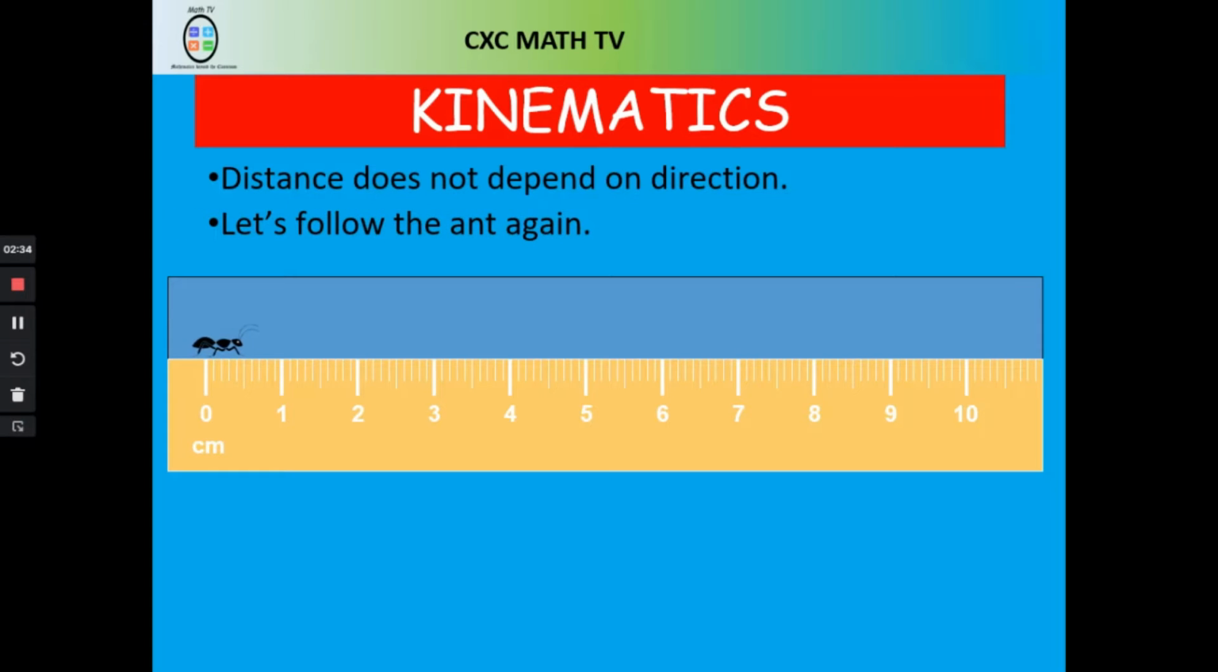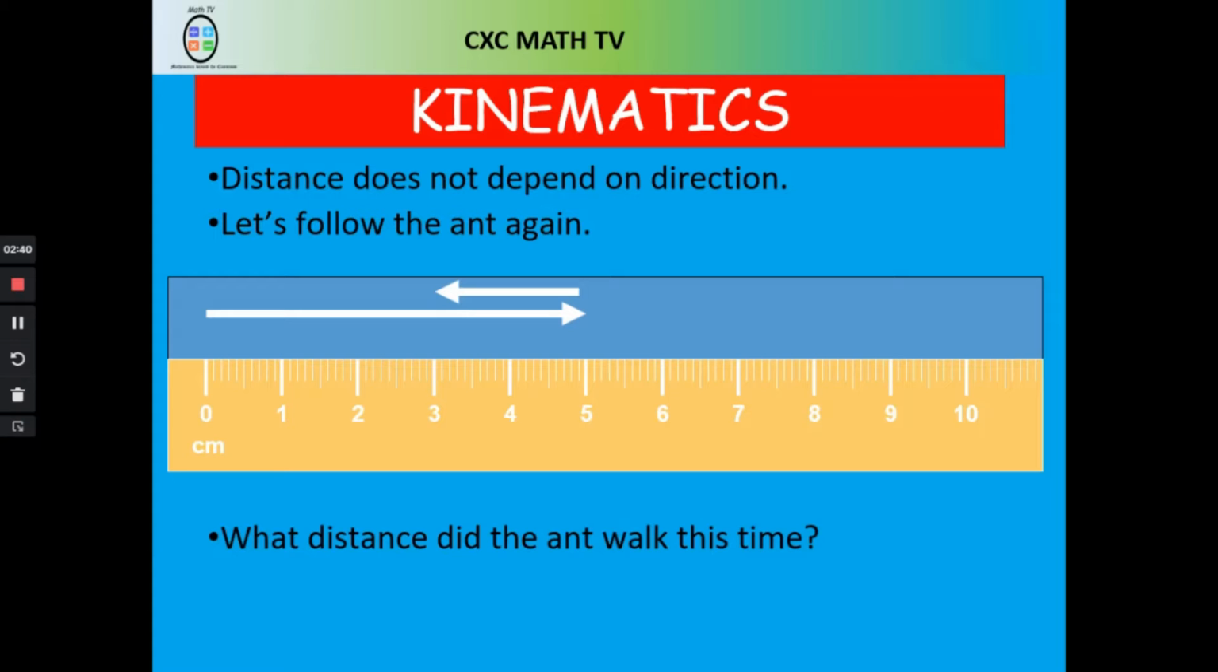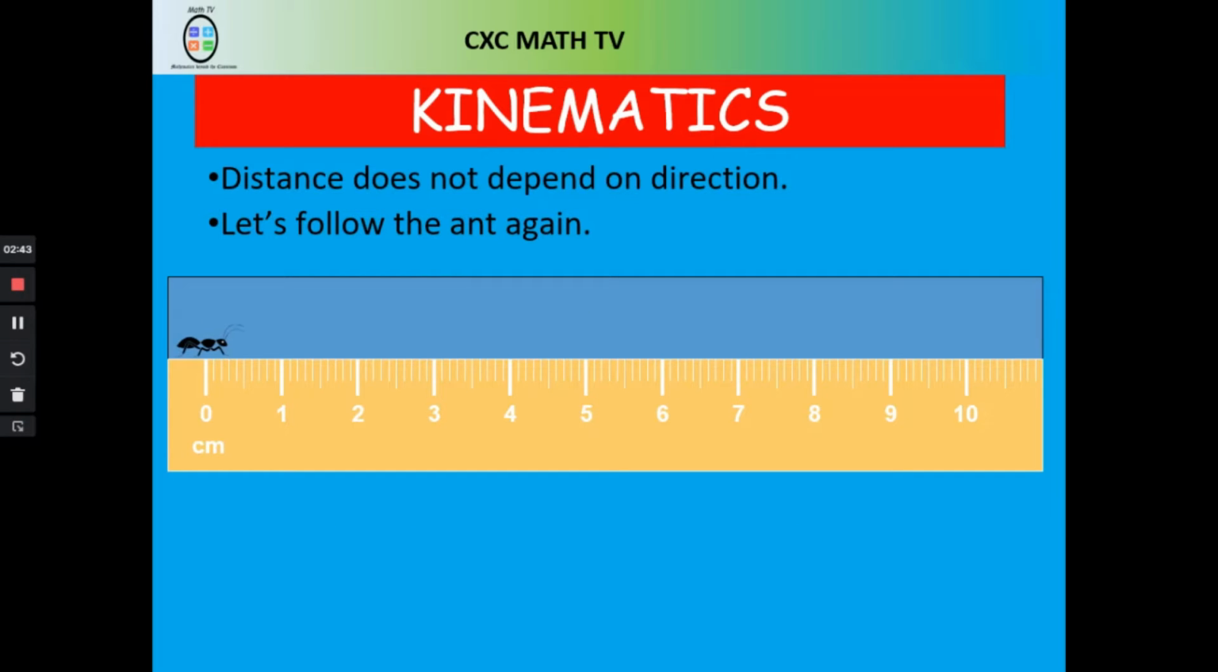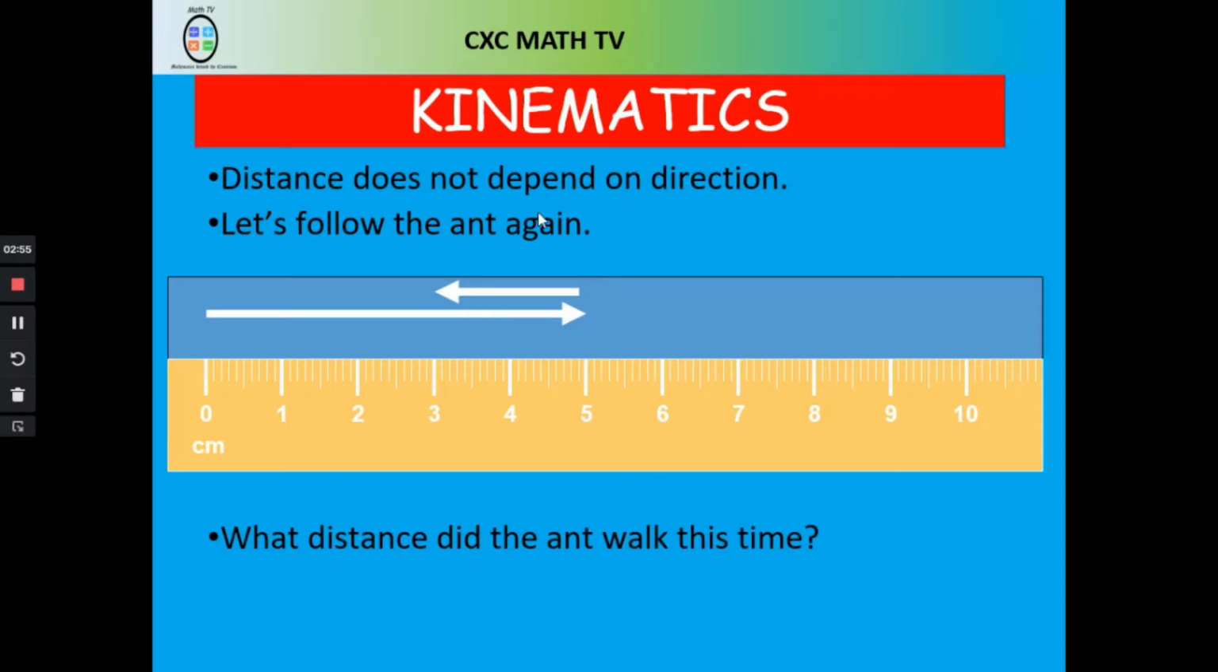Now, let's follow the ant again. The ant goes 5 centimeters forward and then 2 centimeters back. I know it disappeared, but just follow the arrow. So the ant goes 5 centimeters forward to here, and afterwards the ant finishes right here. Now what is the distance that the ant walked this time? Well, the ant went 5 centimeters forward, then 2 centimeters back. So the distance the ant traveled is 7 centimeters.